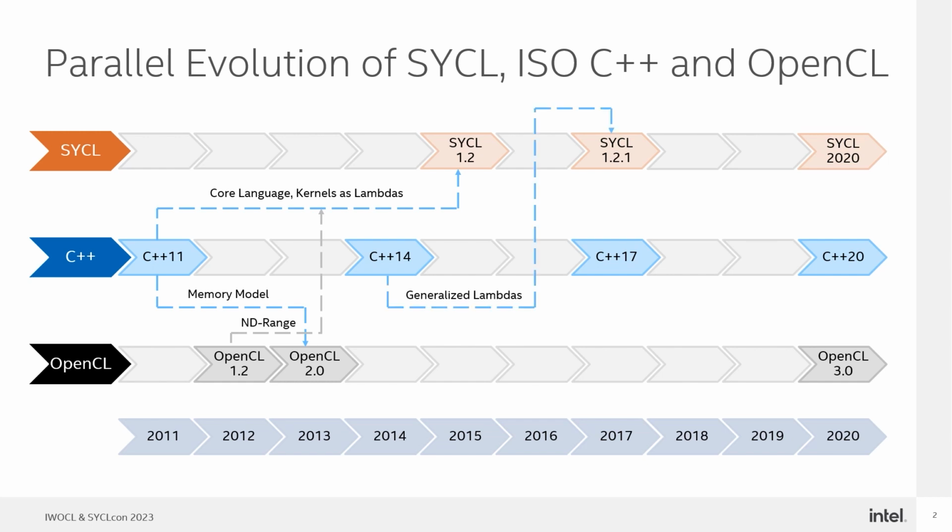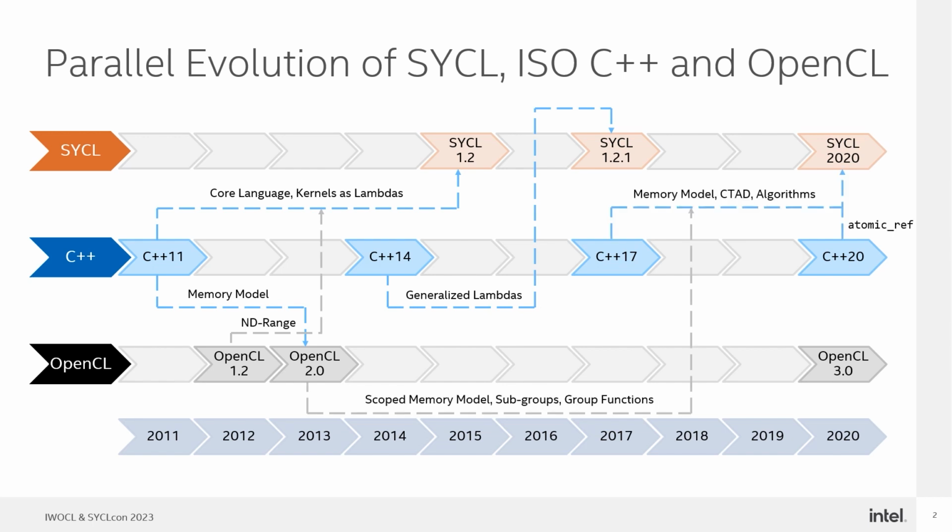The next version of SYCL, SYCL 1.2.1, was just a minor release, adding support for C++14 features like generalized lambdas. And the most recent version of SYCL, SYCL 2020, was a major release. And as you can see, it pulled in a lot of new features.